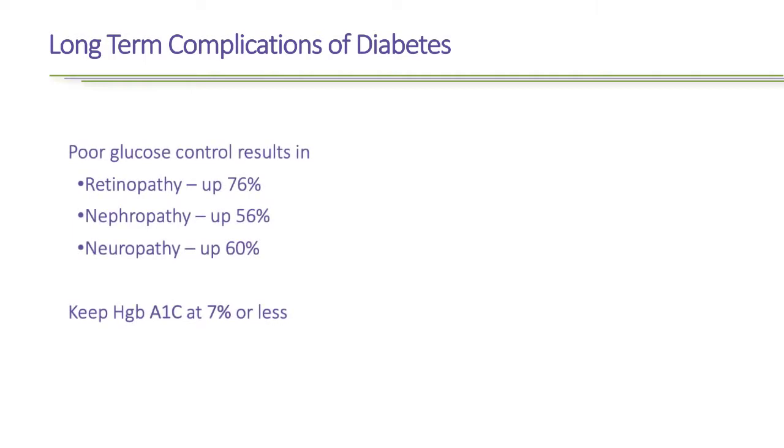Poor glucose control results in retinopathy: up to 76% of patients with type 2 diabetes will form some type of retinopathy. Up to 56% of patients with type 2 diabetes will develop nephropathy, and 60% a neuropathy. So it's best to keep hemoglobin A1C at 7% or less.